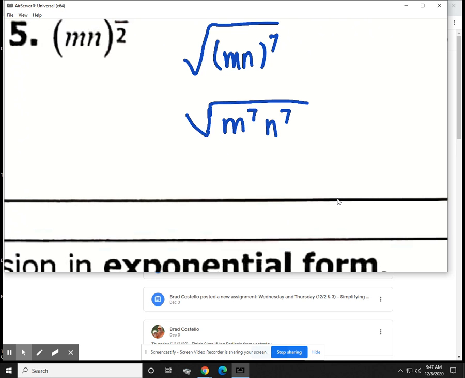How many times? So m gets to escape 3 times. But 3 times 2 is 6, right? How many were there in there? So how many are remaining in there? So there's 1 m still left in there. And won't the exact same thing work with the n? 2 goes into 7 3 times, so n gets to escape 3 times with 1 n left over. So my answer is m cubed n cubed times the square root of mn.